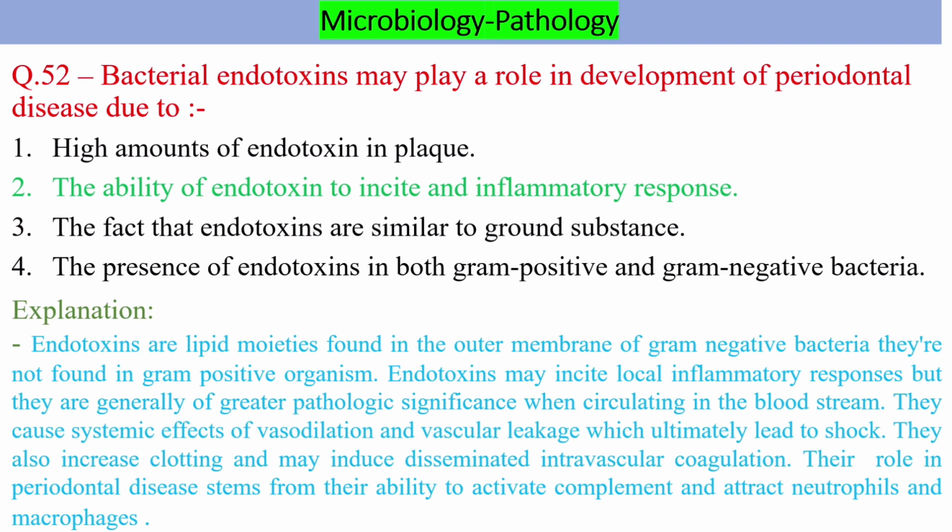Endotoxins are lipid moieties found in the outer membrane of gram-negative bacteria. They are not found in gram-positive organisms. Endotoxins may incite local inflammatory response, but they are generally of greater pathologic significance when circulating in the bloodstream. They cause systemic effects of vasodilation and vascular leakage, which ultimately lead to shock. They also increase clotting and may induce disseminated intravascular coagulation. Their role in periodontal disease stems from their ability to activate complement and attract neutrophils and macrophages.